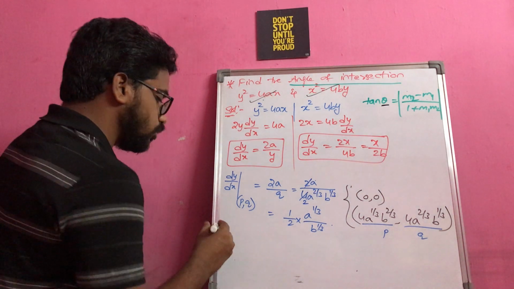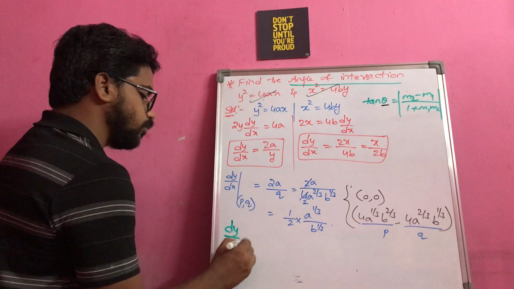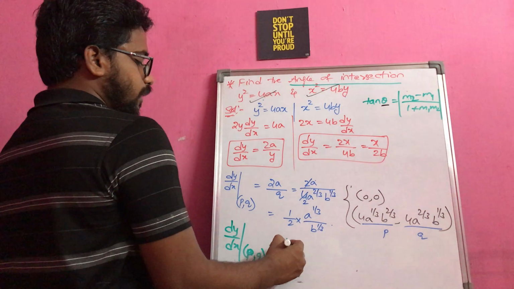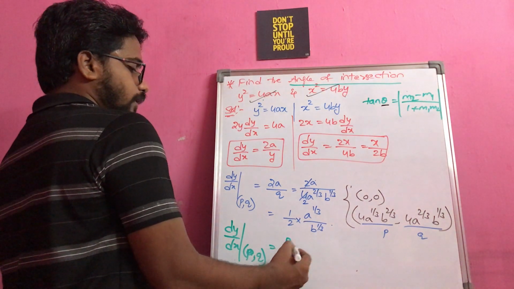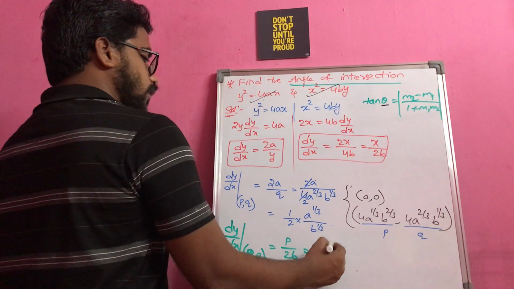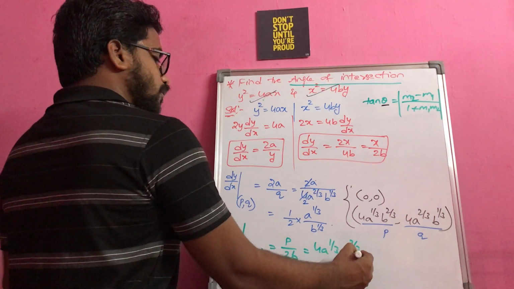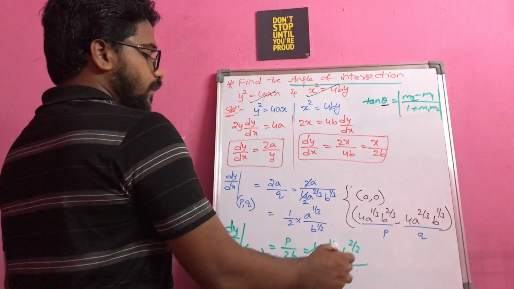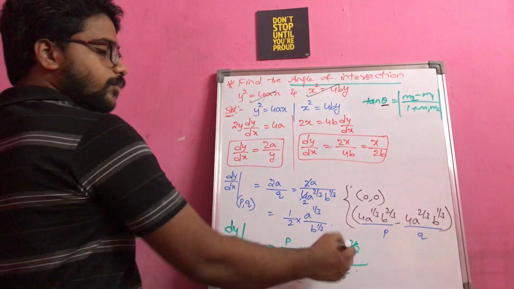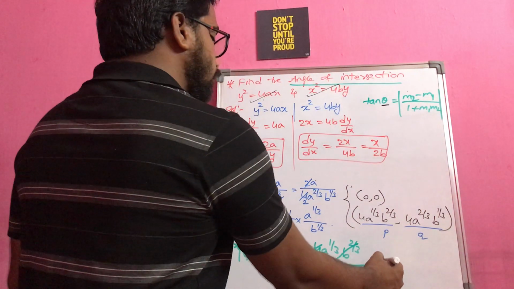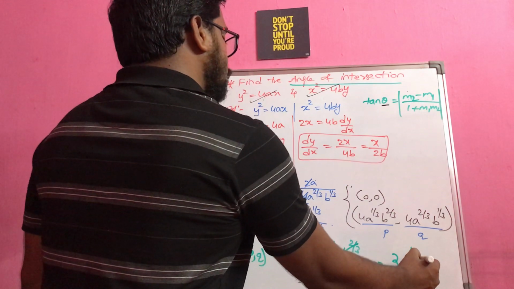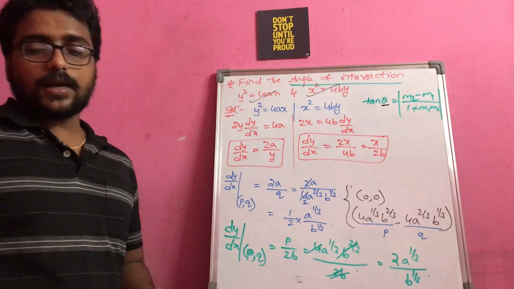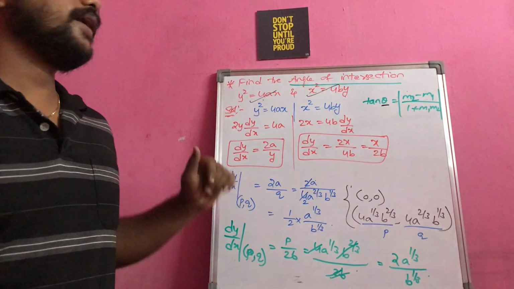Now let us find the second slope. Again dy by dx, the second slope at a comma b, p comma q, is equal to x value is p, so that will become p by 2b. So p is nothing but the first x coordinate, 4a power 1 by 3 b power 2 by 3 by 2b. So the denominator will come b power 1 by 3. So you will be getting 2 a power 1 by 3 by b power 1 by 3. So these are m1 and m2 you are getting for the second curve.